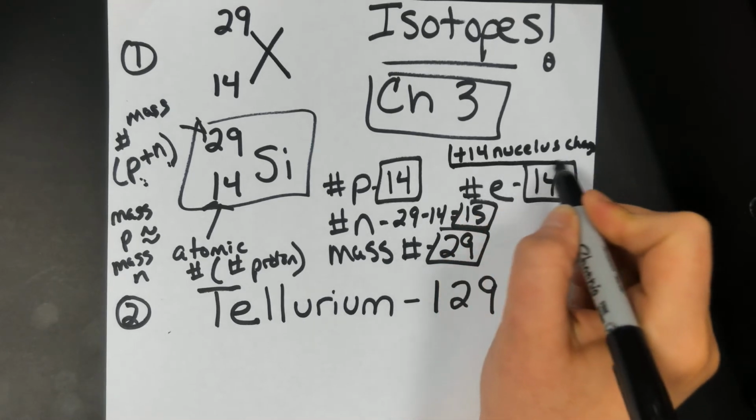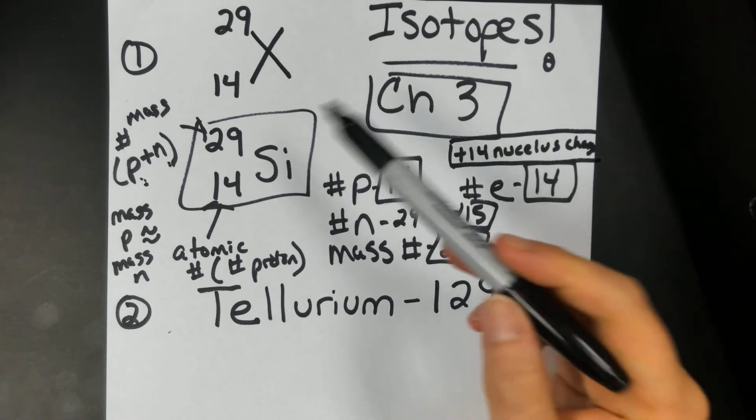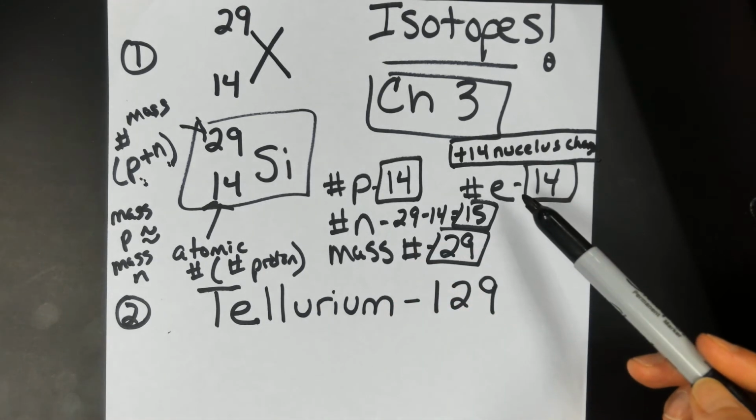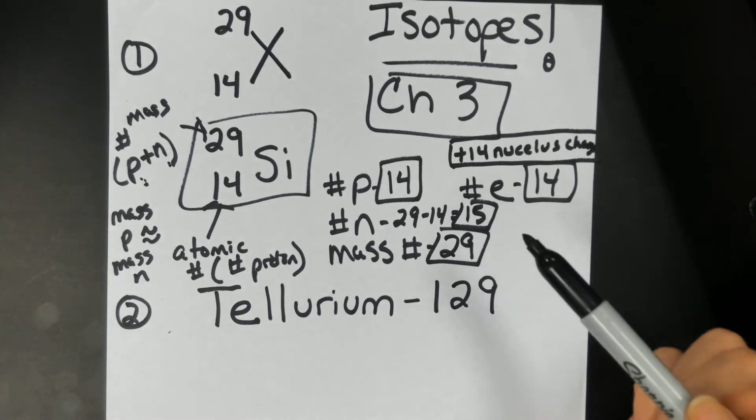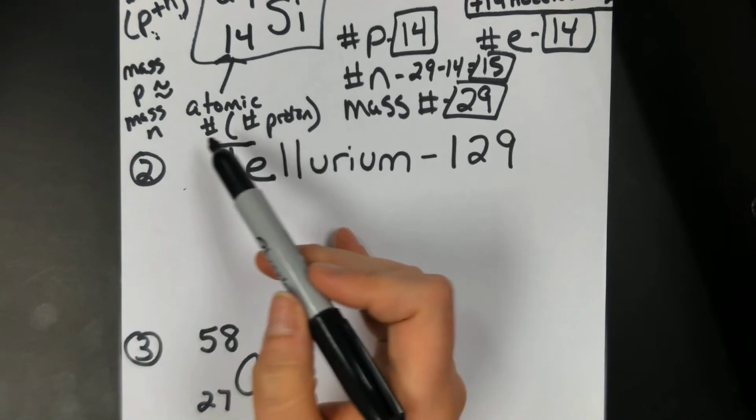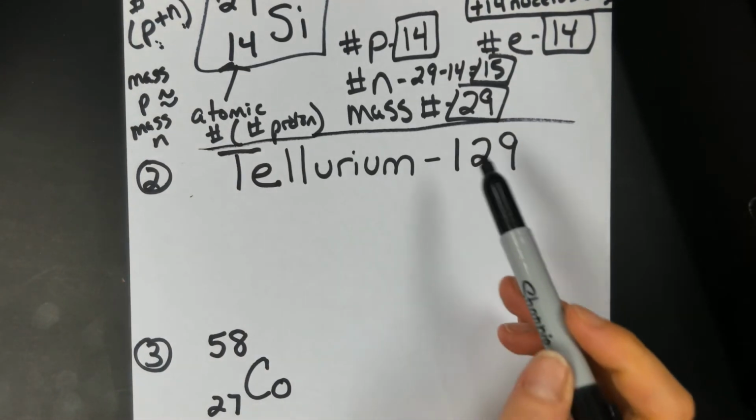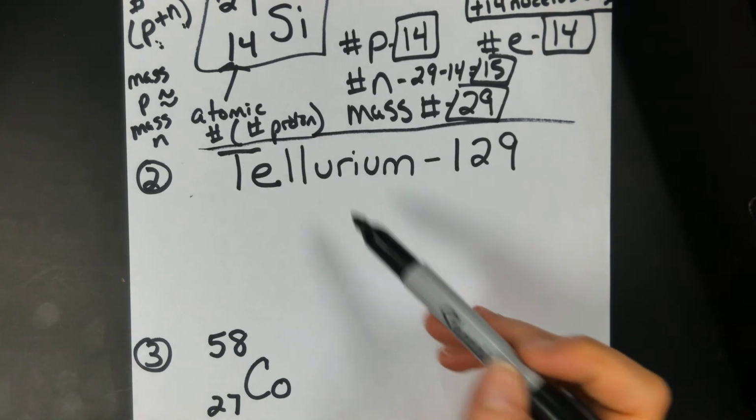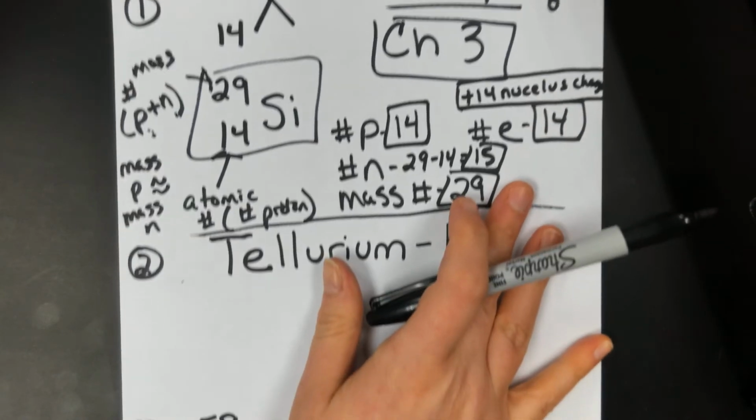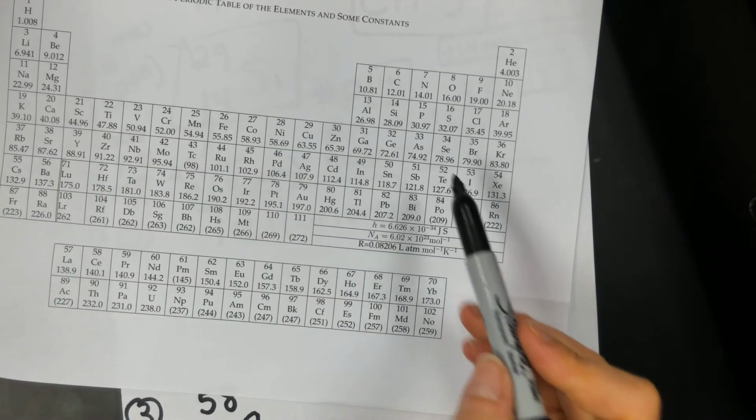Woo, I'm running out of room already, huh? Of course, the overall isotope is neutral because we have 14 electrons to go along with it. So what if they write it out as tellurium-129? Well, that doesn't help me a whole lot. Actually, it does. Let's go ahead and construct this format, right? So you look up tellurium on the periodic table, and it is Te.